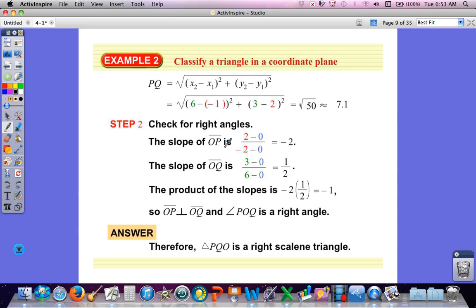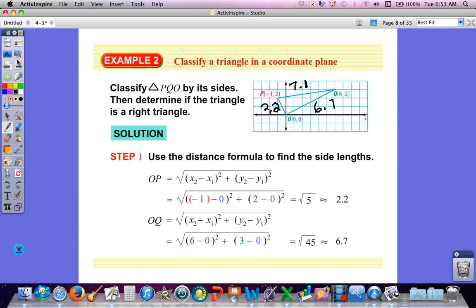I just sneezed. Okay, so OP has a slope of -2. OQ has a slope of 1/2. Those are negative reciprocals. Can't use Pythagorean theorem here because these aren't numbers you can count. Notice this is 2.2, not 2. If it was a line there, you could use Pythagorean theorem. Okay, erase all that.